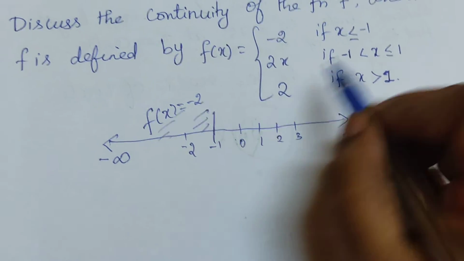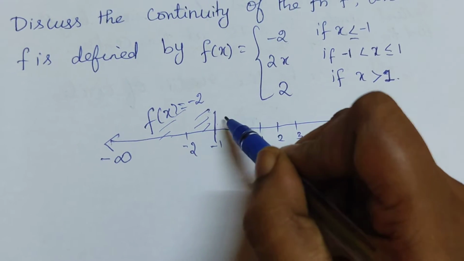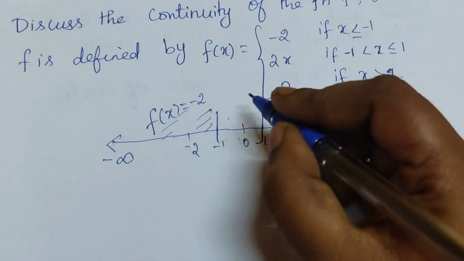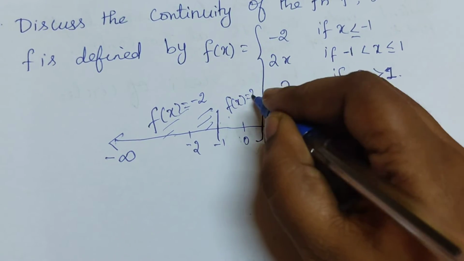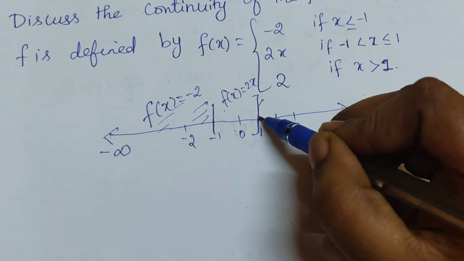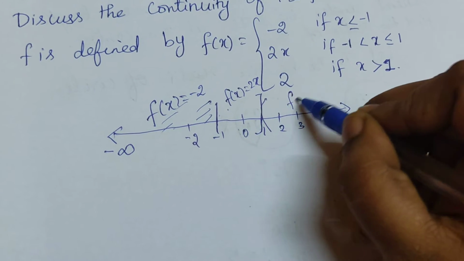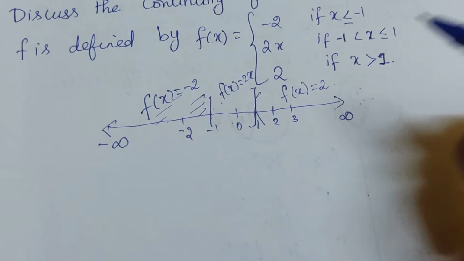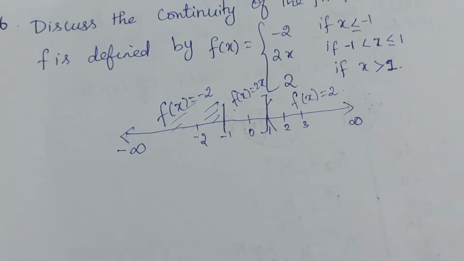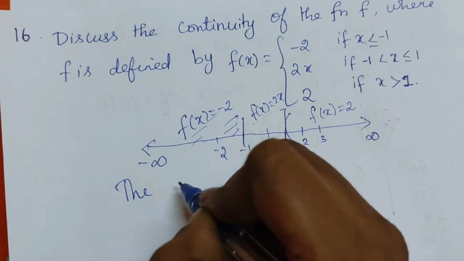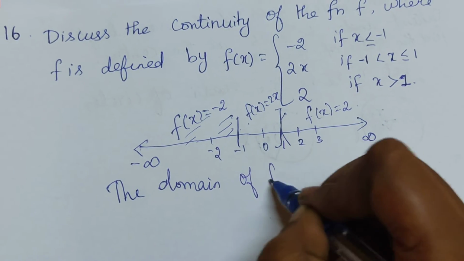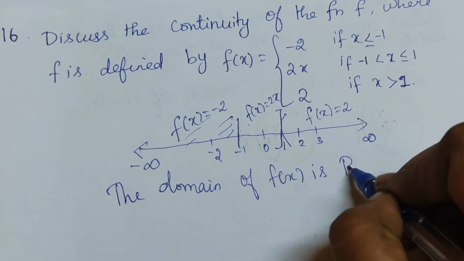And when the values of x are greater than minus 1 and less than or equal to 1, in this case the function has been defined as 2x. If the values of x are greater than 1, in such case the function is 2. Okay, so the function has been defined on the entire real line. So the domain of f of x is R, the real line.